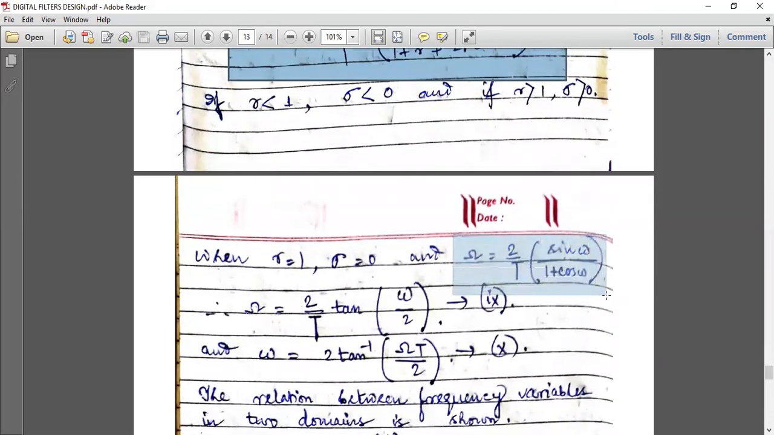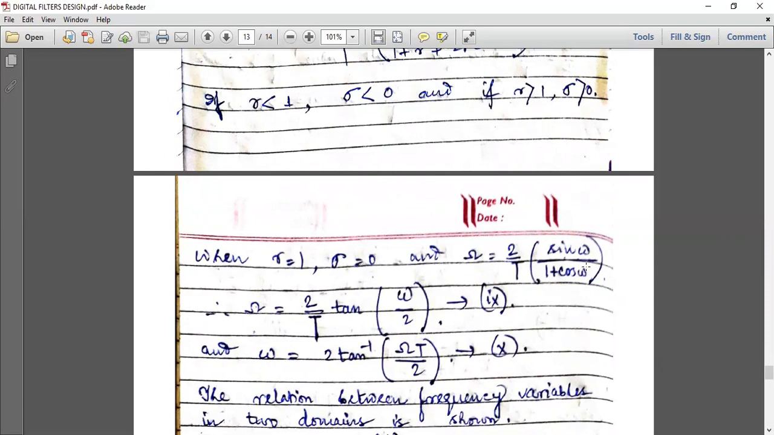Ohm will be 2 by T into sin omega by 1 plus cos omega. Clear? Okay. Now from here, ohm equals 2 by T times sin omega by 1 plus cos omega, which is tan of omega by 2. Sin omega by 1 plus cos omega is tan of omega by 2. And from here, if we calculate omega, omega equals 2 tan inverse of ohm T by 2. So this is our final equation.